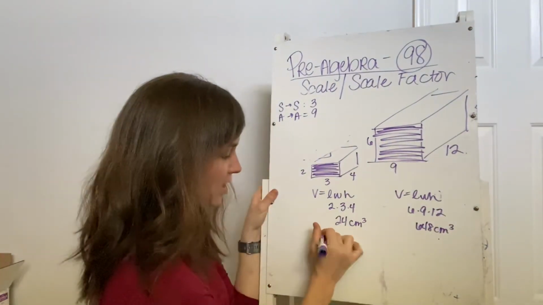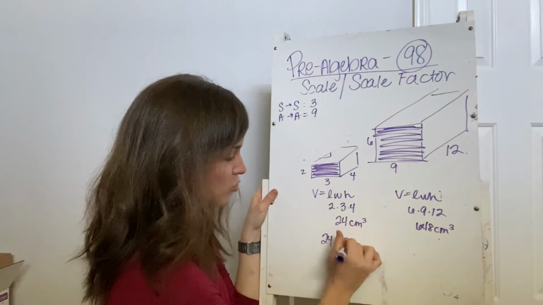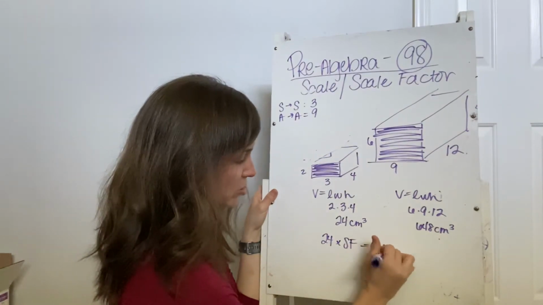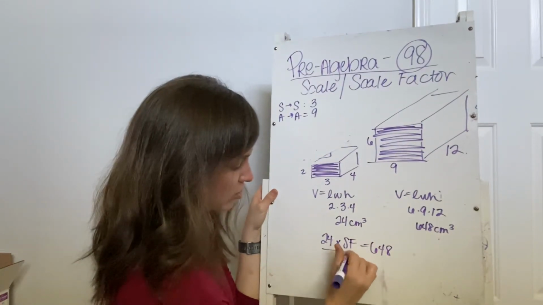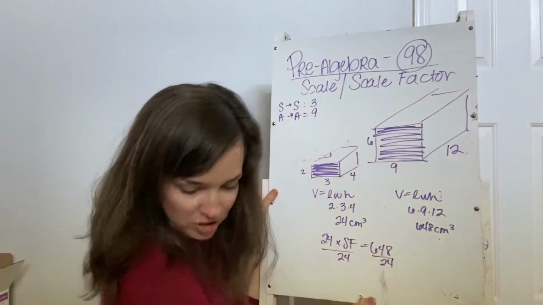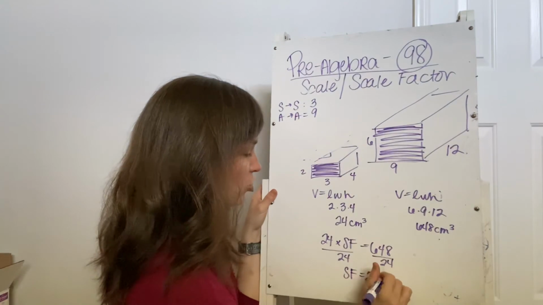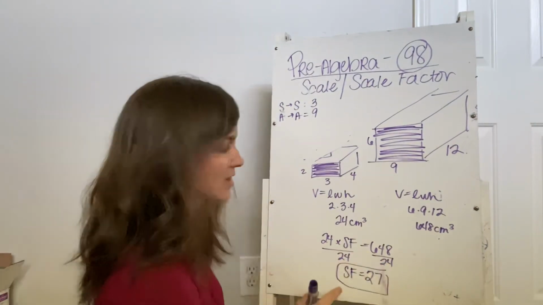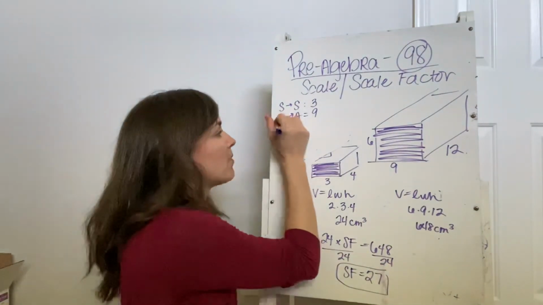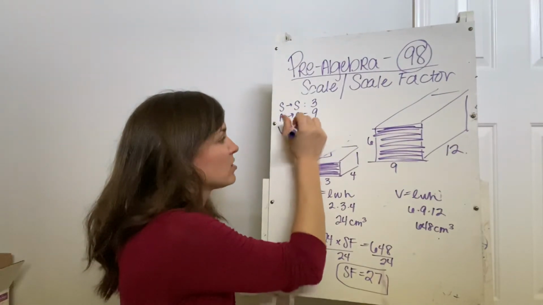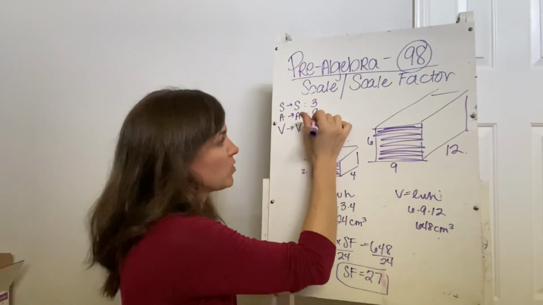So same thing, 24 times what equals 648? Well, to figure that out, we know we can divide just like we have been doing on all the other ones, and that is gonna give us 27. So now again, this was for the volumes. So my volume scale factor from volume to volume was 27.